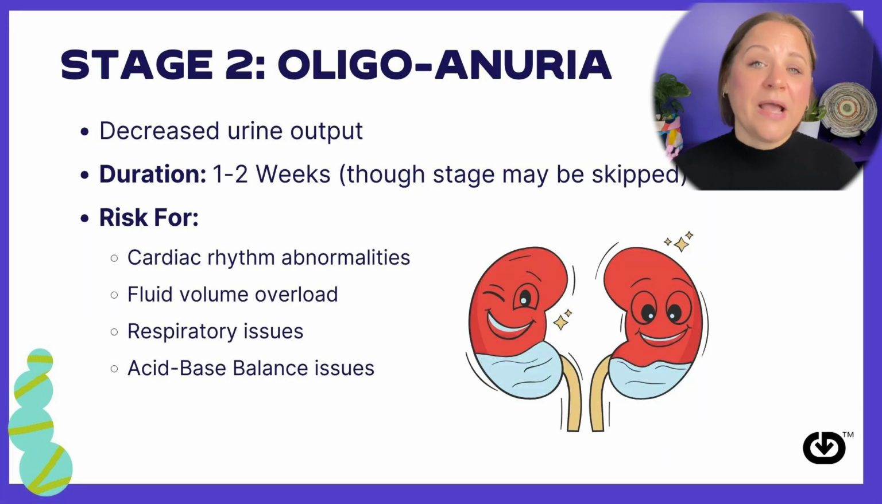Stage 2 is that oligoanuria. Oligo means a little bit of urine, and anuria means making no urine. So this phase is associated with decreased urine output. The duration of this stage is usually 1 to 2 weeks, although some patients may skip this stage altogether. Now, when you're not making enough urine, you're not excreting any electrolytes, you're not excreting waste products, and you're not excreting fluid. And so you're at risk for things like cardiac rhythm abnormalities due to electrolyte imbalances, fluid volume overload, respiratory issues because of the fluid volume overload, and acid-base balance issues.